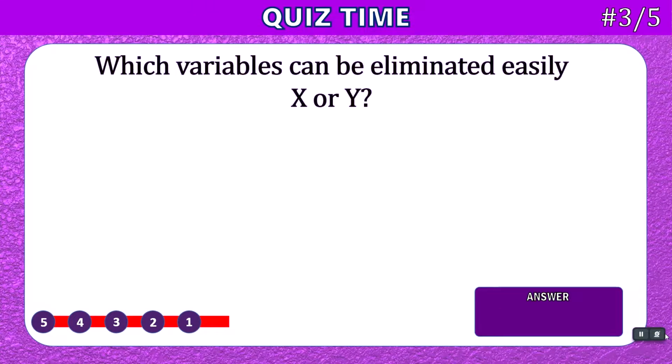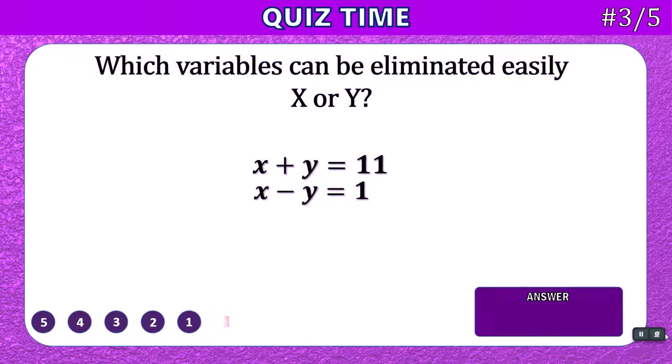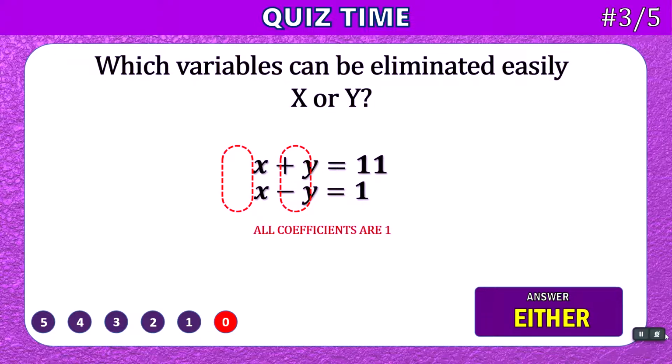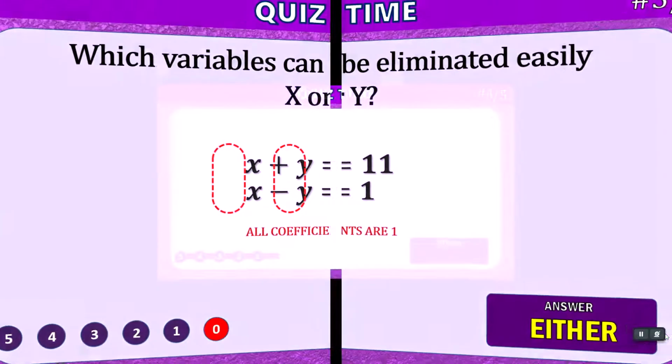Question 3. Which variables can be eliminated easily, X or Y? Time's up. Did you get it? The answer is the coefficients in front of X are 1. Coefficients in front of Y are also 1. And so either one can be eliminated easily. You can take your pick.